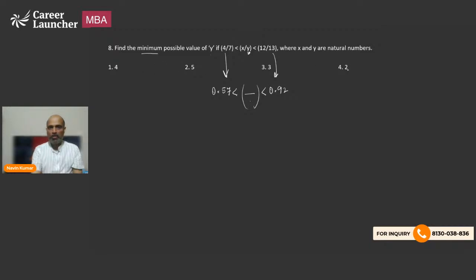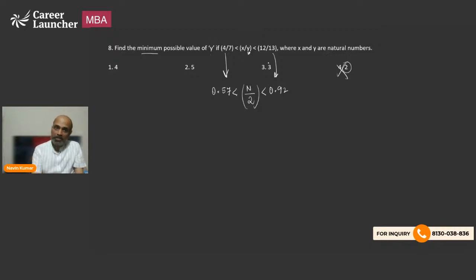So the lowest denominator we have is 2. If I put 2 here and a natural number, will I be able to get a value between 0.57 and 0.92? Well, actually, any natural number by 2 is going to end in 0.00 or it's going to end in 0.5. Neither 0.00 nor 0.5 lies within the range. So this is not our answer.